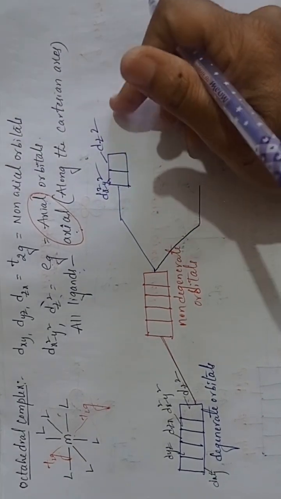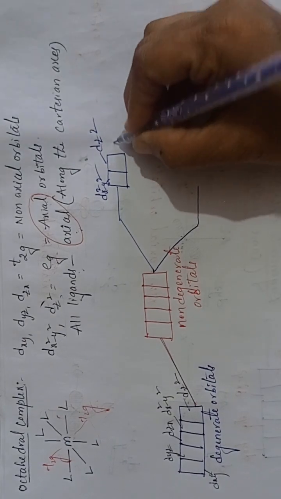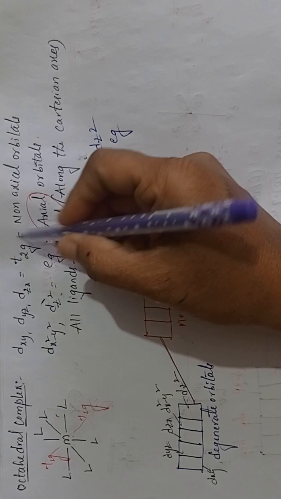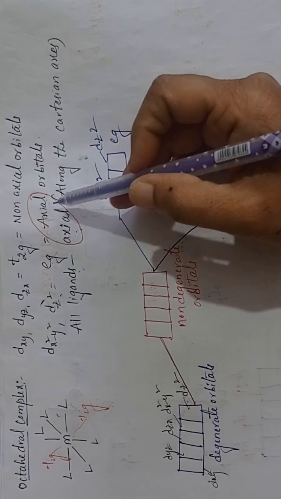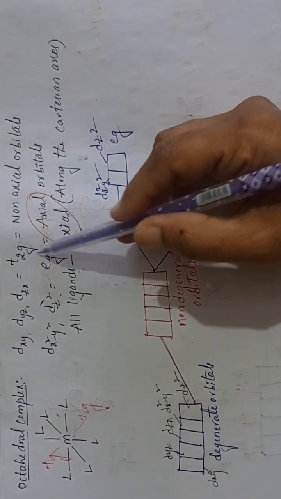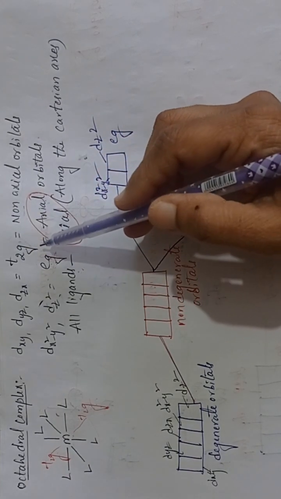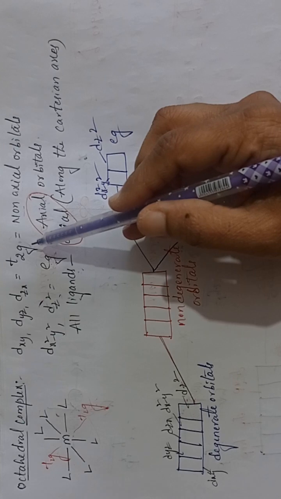Clear? So these two are the eg orbitals. And next, the t2g orbitals are not in the same path as the ligand, so these are non-axial, and that's why their energy is decreased. That means these t2g orbitals come down.